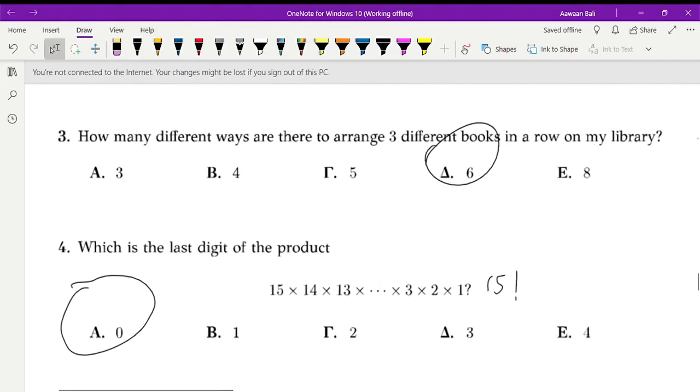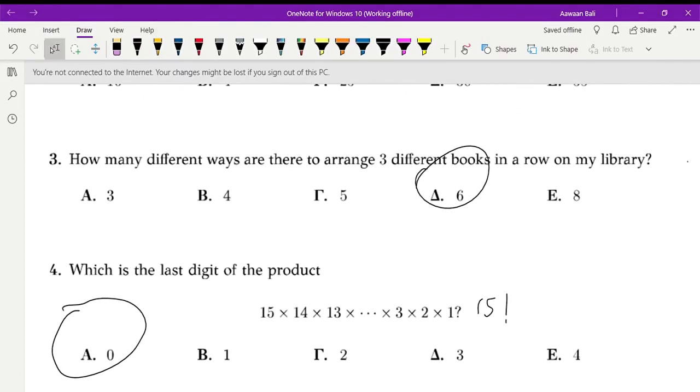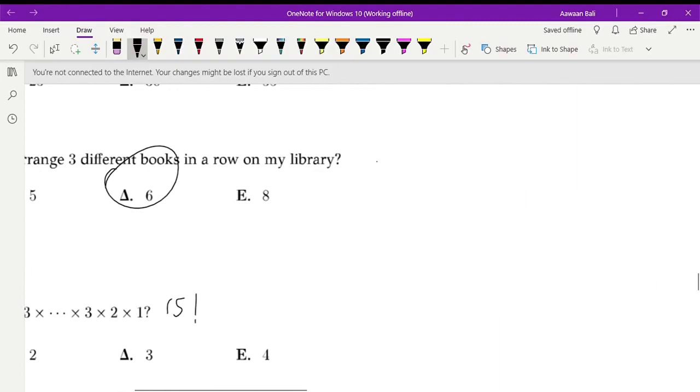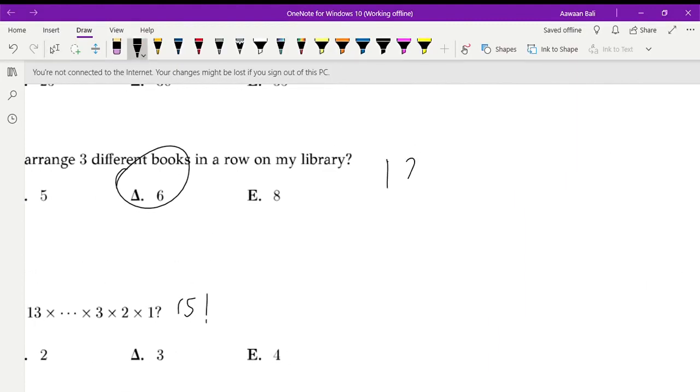So how many different ways are there to arrange 3 different books in a row in my library? This is where factorials come in, but first we're going to talk about the normal, more widely used method. So let's say the books are 1, 2, and 3. This is one option. You can put 1 here, 2 here, and 3 here. We're just going to name the books numbers.